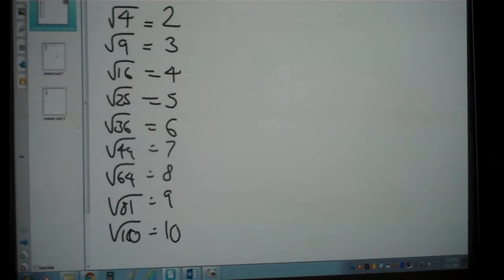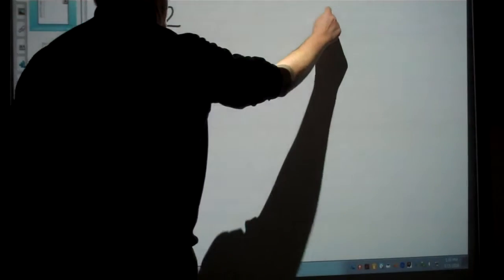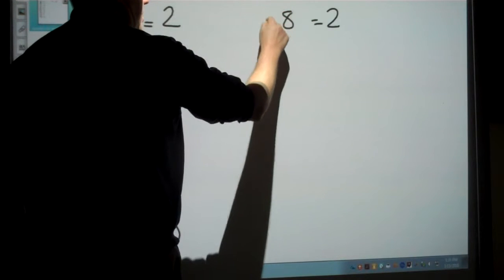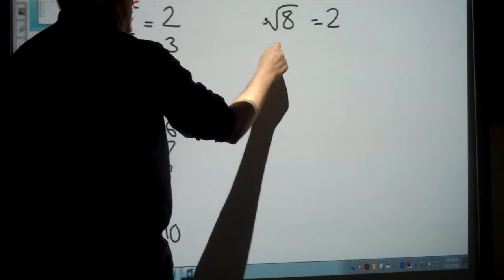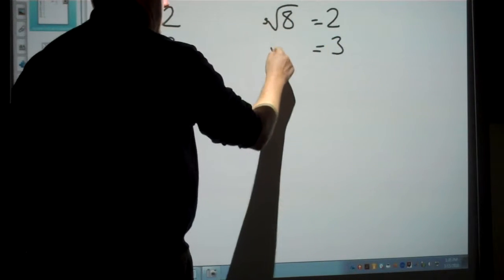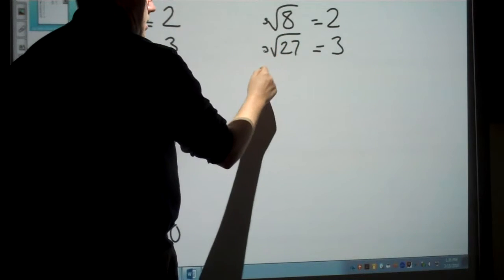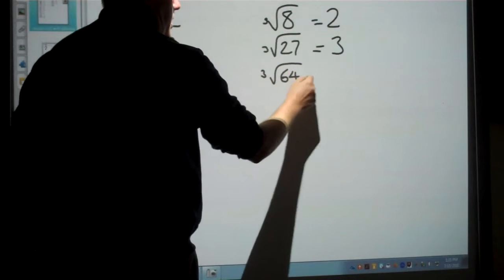Now, we're also going to be simplifying cube roots as well, so we should be doing the same thing for this as well. 2 times 2 times 2 equals 8. So the cube root of 8 is 2. 3 times 3 times 3 is 27. And probably for these ones you are going to need a calculator.